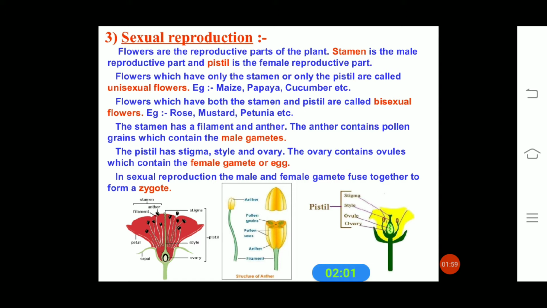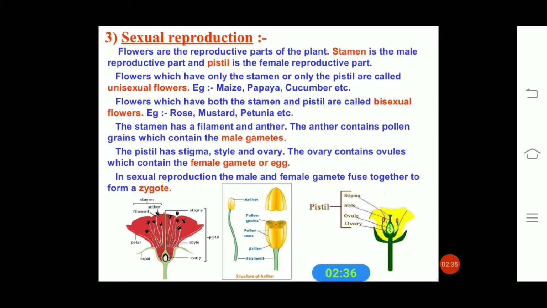So we can say that flowers are the reproductive part of the plant, and the parts of a flower that you have learnt, stamen and pistil, are the reproductive parts of the flower. Stamen is the male reproductive part and pistil is the female reproductive part. Flowers which have only the stamen or only the pistil are called unisexual flowers.